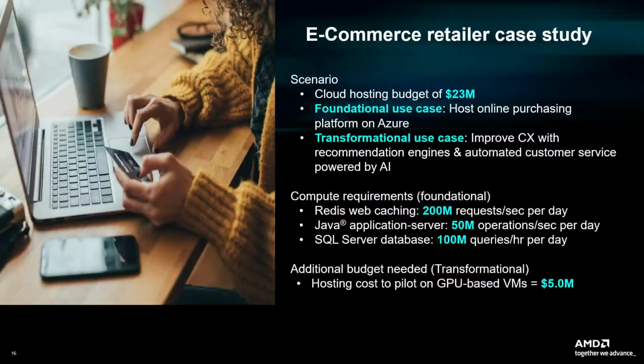In this particular scenario, we have an e-tailer who has a budget of $23 million. They have an initiative. They need to invest in transformational AI workloads, and they have pretty heavy compute requirements. They're using Redis, Java workloads, and SQL Server environments, millions of queries a day. They have thousands of instances to support this environment. They came up with a number that for their transformational AI investment, it would need to be $5 million. But they don't have that budget available now. So they need to find a way to carve money off of the general purpose fleet to reinvest for their AI workloads.